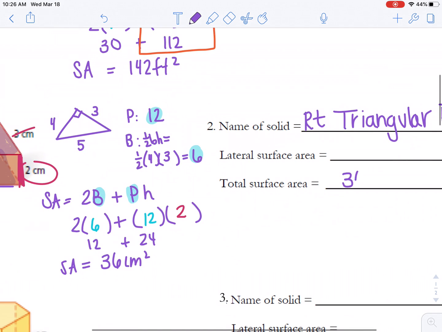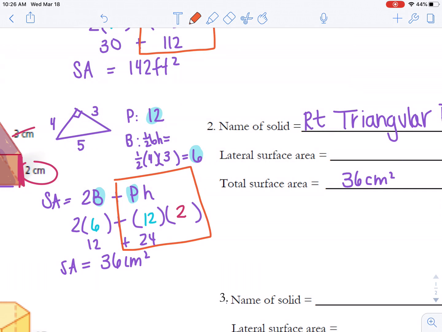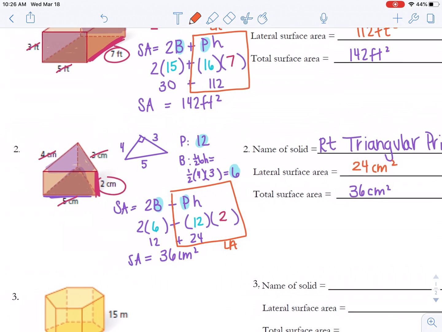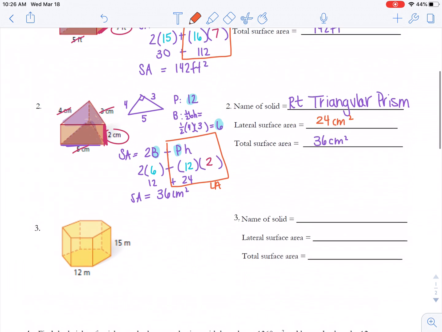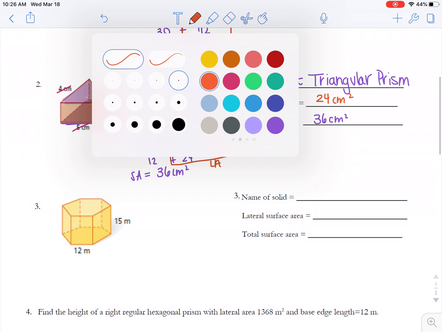So here's 36 square centimeters. I can go back into my work without doing any extra work and find that my lateral area is that 24 square centimeters. All right, guys, remember, feel free to pause the video at any point if you need more time to copy something down or rewind it or whatever, it's here for you guys.